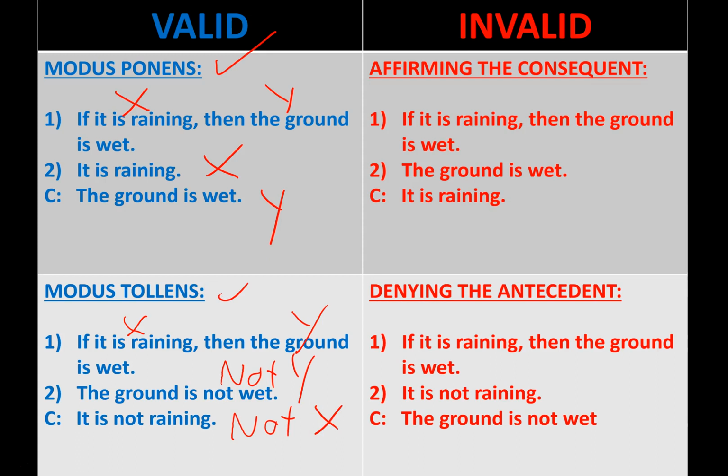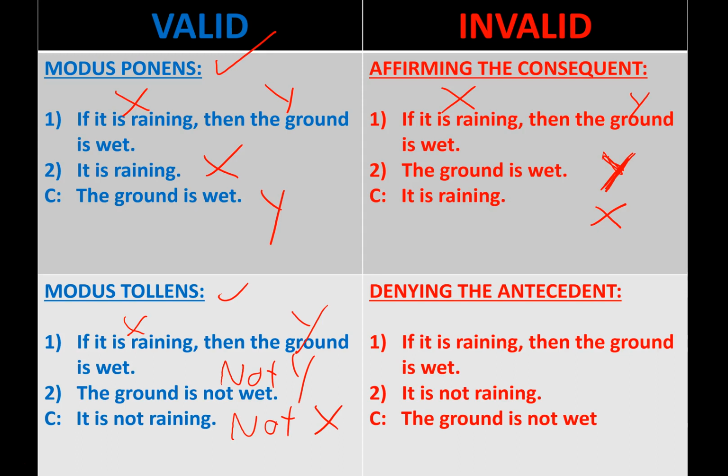If it is raining, then the ground is wet. Again, same stuff. If X, then Y. Well, the ground is wet, so you're saying yes to Y. Therefore, it's raining. Always invalid, right? No matter what.